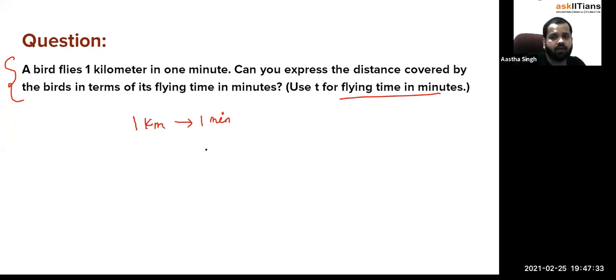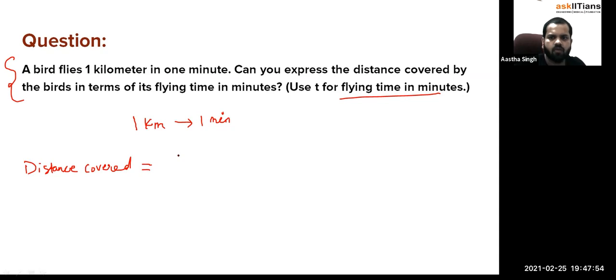You cover 1 kilometer in 1 minute, right? So if you have to just express the distance covered, the distance covered will be equal to, in T minutes.